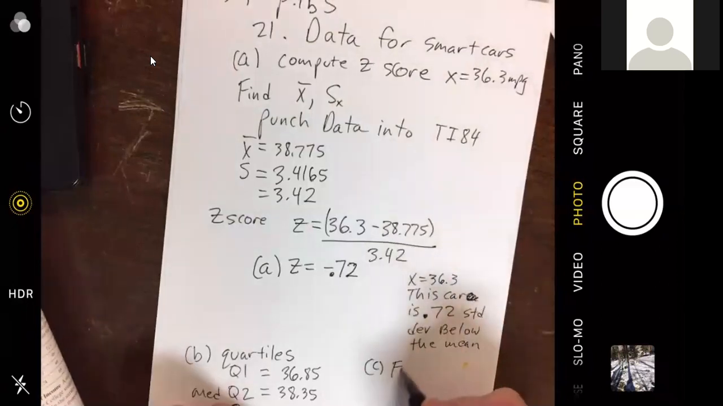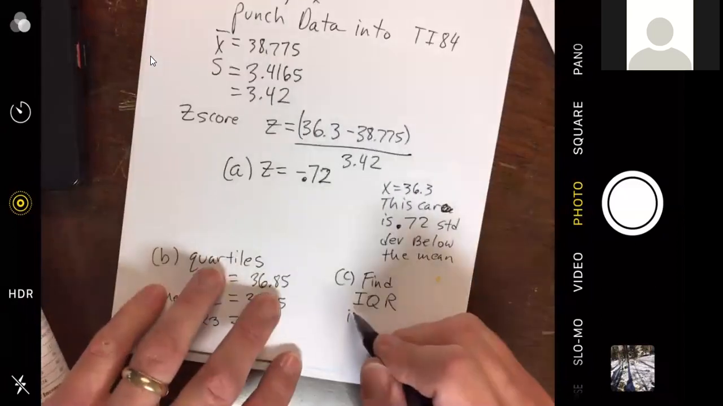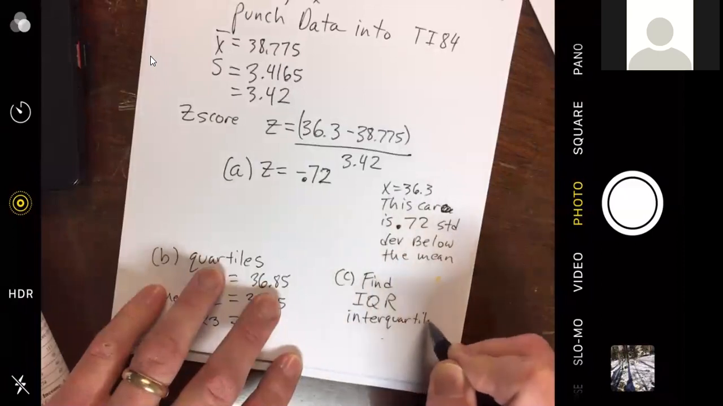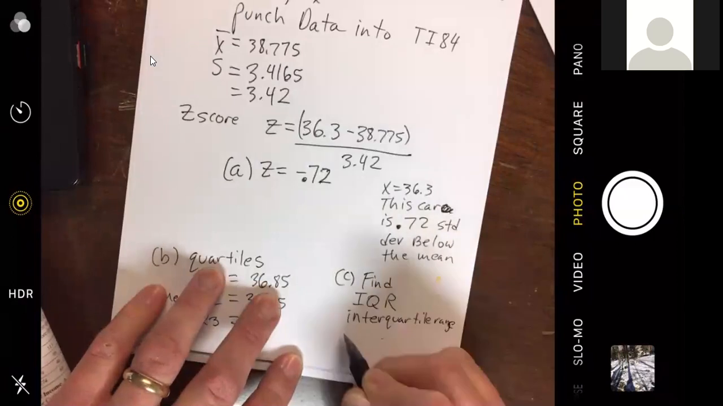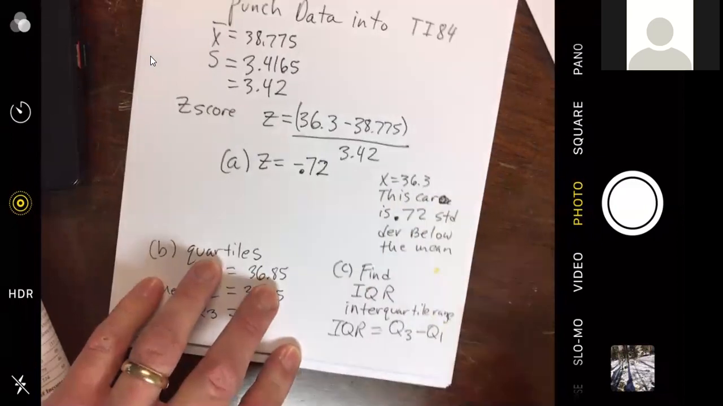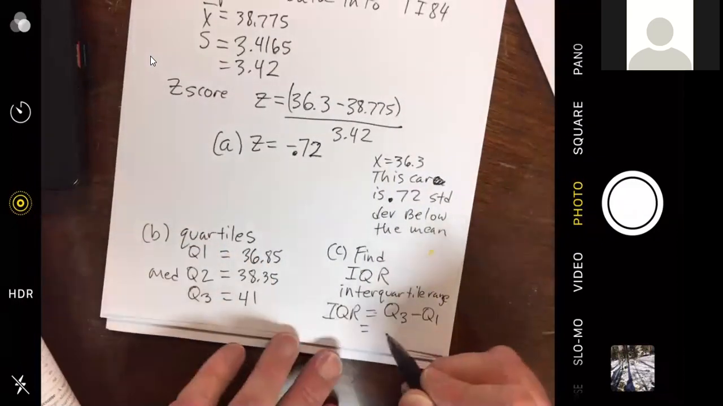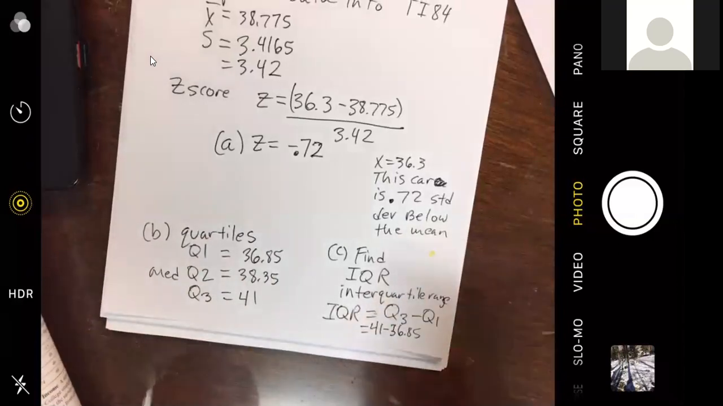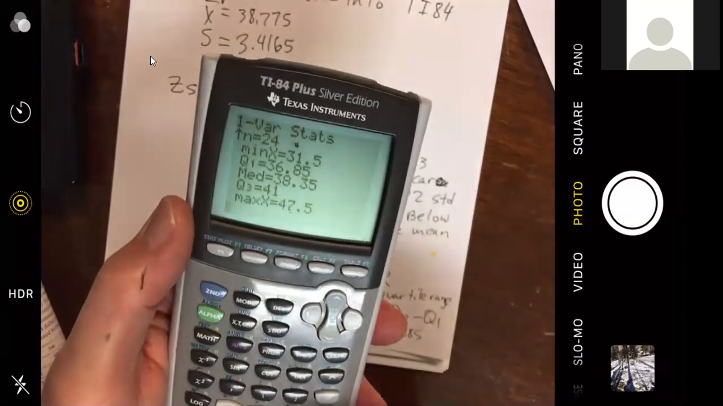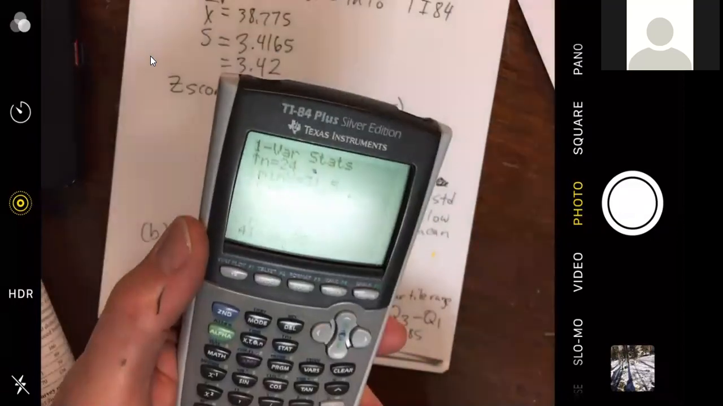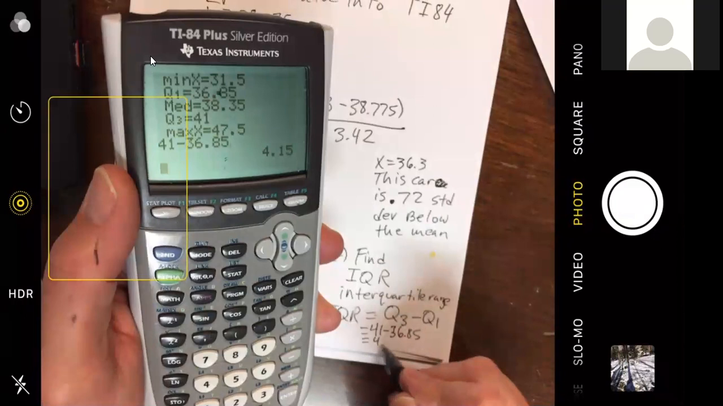C, find IQR, interquartile range. Hope everybody remembers from Monday. That's the difference of Q3 and Q1. 41 minus 36.85 is 4.15. Barely got on the page.